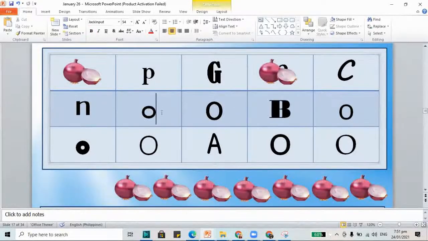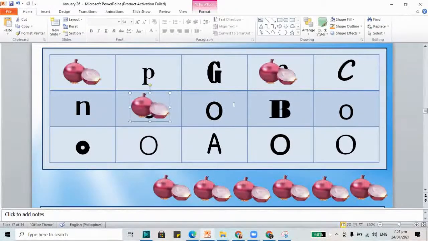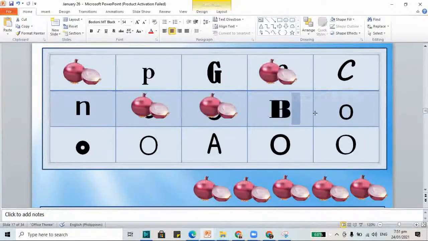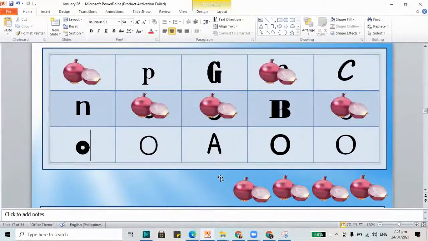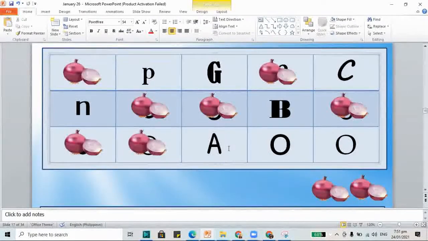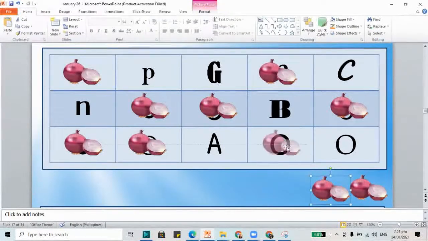This one is N. This one is lowercase o. This one is another O, a capital O. This one is the letter B. This one is O. Let's cover with an onion. Another letter O. This one is letter O. This one is letter A. This one is capital O. And the last one is another O.